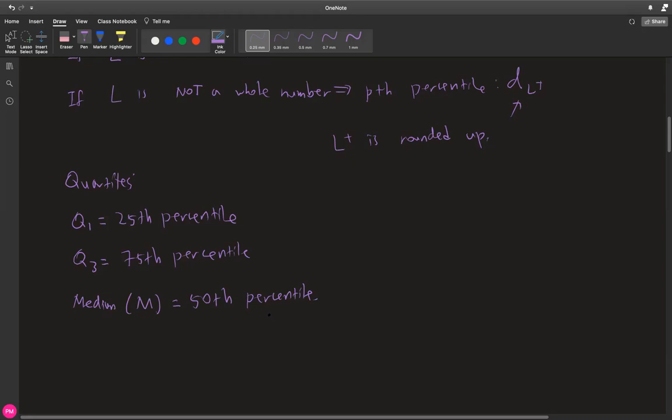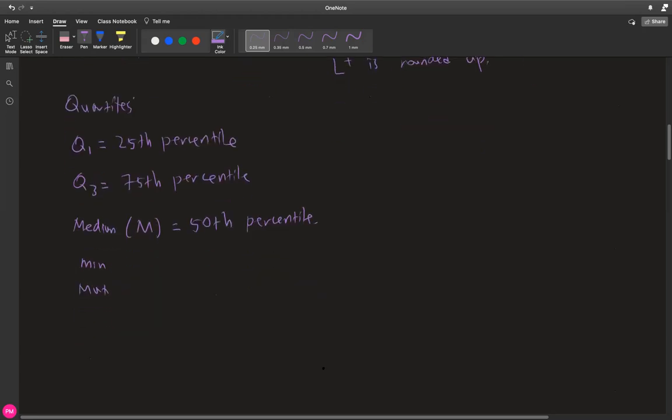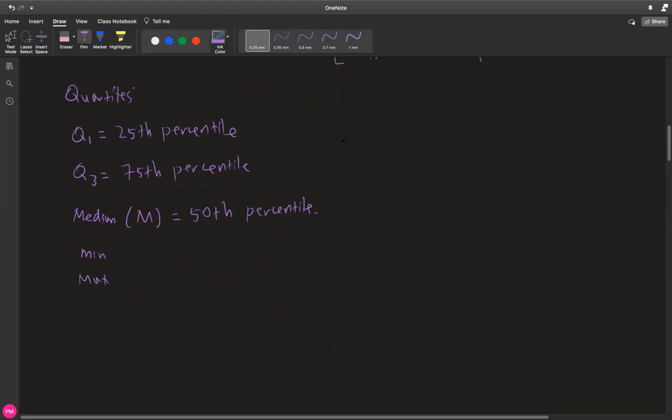And we also know what the minimum and maximum is. Minimum is the smallest value. Maximum is the largest value. So min and max. Then when you have all these 5 numbers, this is called the 5-number summary.